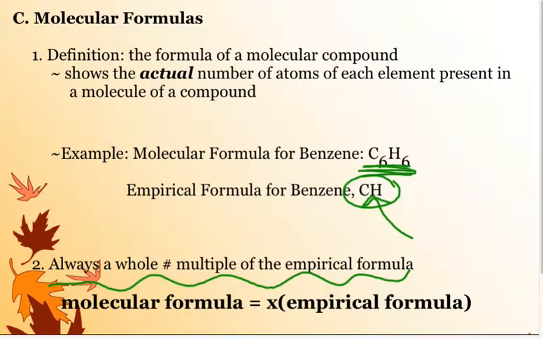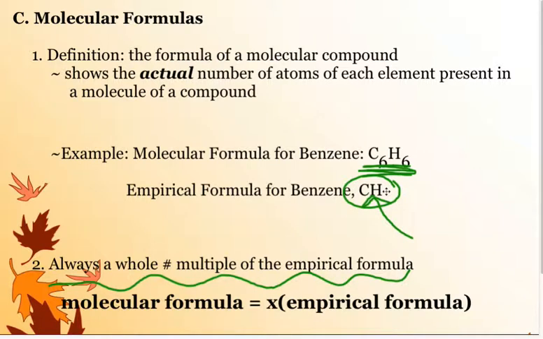Last thing for today is molecular formulas. And basically, molecular formulas is empirical formulas with one more step. What a molecular formula says is that sometimes the simplest ratio isn't what really occurs. So the classic example of this is benzene.